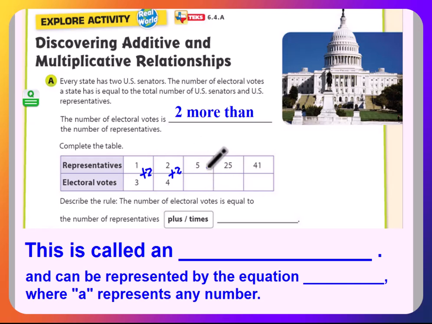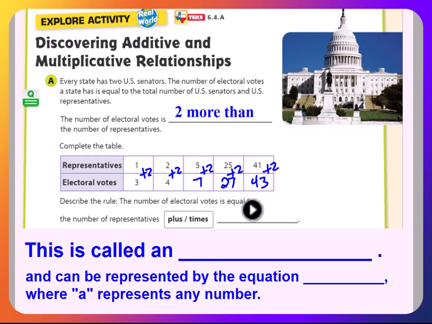So if we have 5 representatives, how many total electoral votes will there be? Well, there will be 2 more than the representatives. So 5 plus 2 is 7. It doesn't matter how many representatives you have. To find the total electoral votes, you're always going to add 2. 25 plus 2 more makes 27 electoral votes. 41 plus 2 more makes 43 total electoral votes.